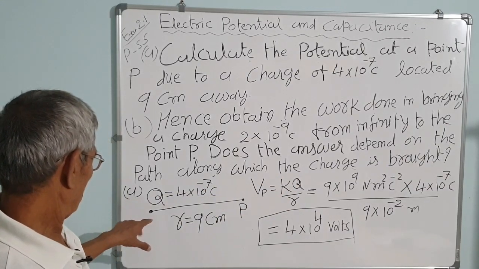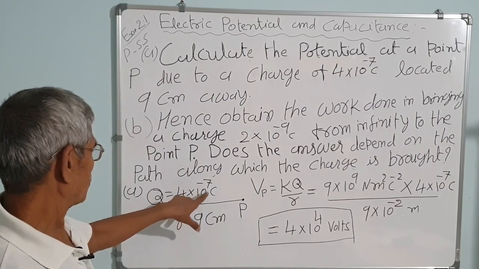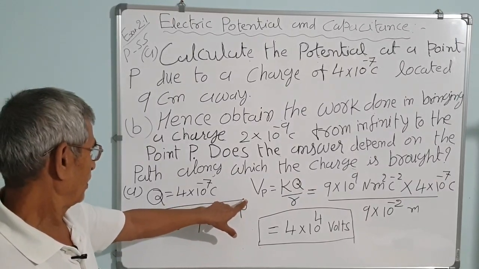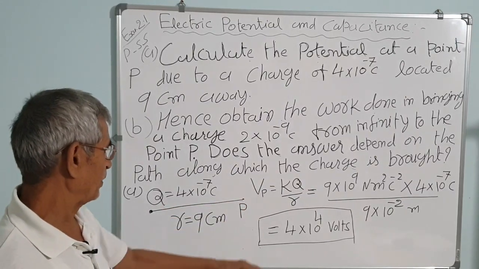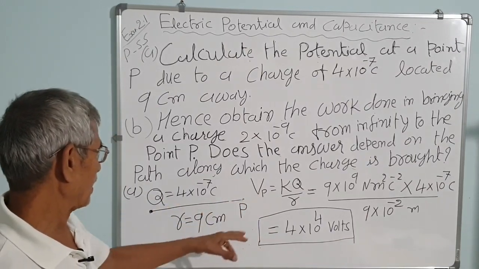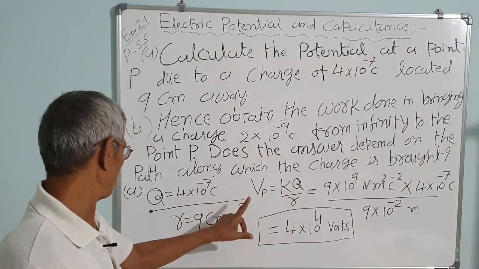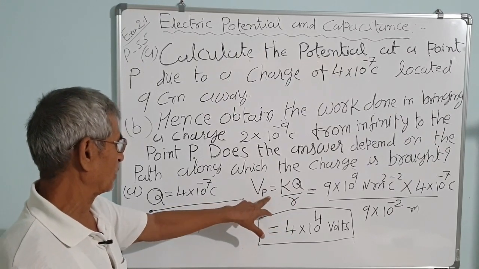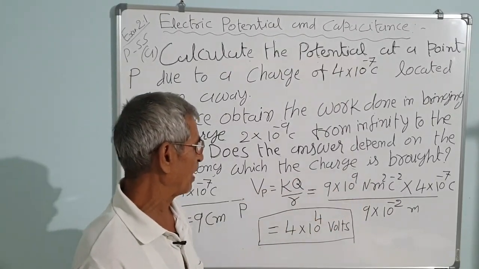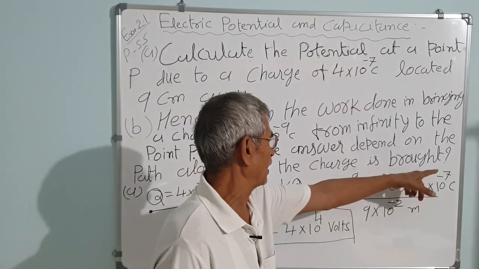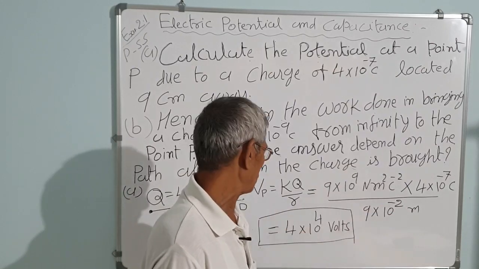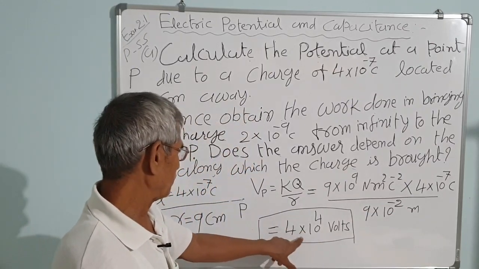Now, part A. The charge Q is given as 4 × 10^-7 coulomb. We have to calculate the potential at P. The potential is the work done in bringing the unit positive charge from infinity to that point in an electric field of a source charge Q. What is the work done in bringing unit positive charge from infinity to the point P? That is given by the equation Vp = kq/r. k is 9 × 10^9 newton meter square coulomb^-2. Q is the charge, given 4 × 10^-7 coulomb. The distance is 9 centimeter, converted into meter, 9 × 10^-2 meters. That comes to about 4 × 10^4 volts.